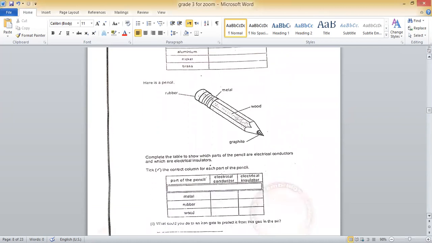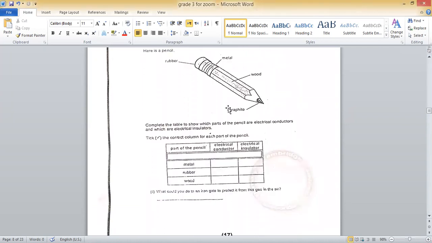Here is a pencil. Complete the table to show which parts of the pencil are electrical conductors and which are electrical insulators. Tick the correct column for each part of the pencil. Electrical conductor means that electricity can travel through it, while electrical insulator means electricity cannot travel through it. So metal is an electrical conductor, rubber is an electrical insulator, wood is an electrical insulator.